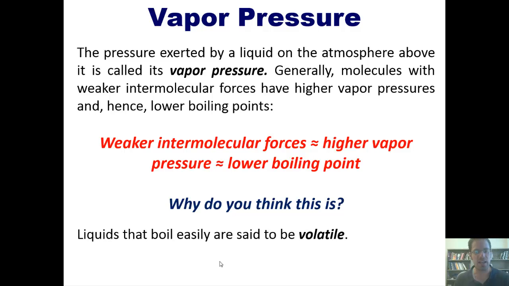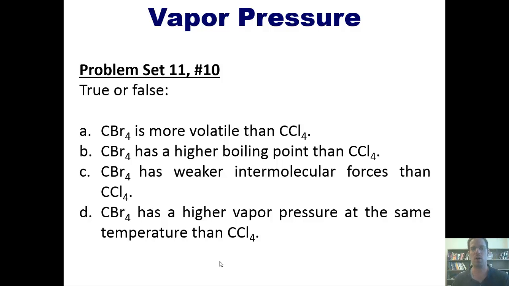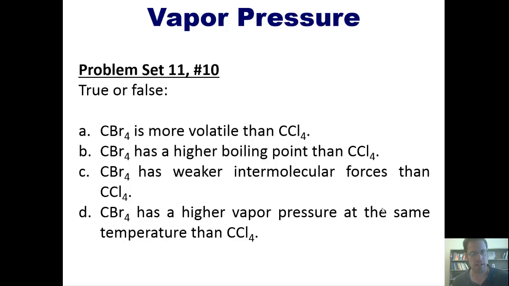One more vocab word. Liquids that boil easily are said to be volatile. So please remember that word, because I'm going to ask you a question now about it. True or false? Carbon tetrabromide is more volatile than carbon tetrachloride. Separately, carbon tetrabromide has a higher boiling point than carbon tetrachloride. Carbon tetrabromide has weaker intermolecular forces than carbon tetrachloride, and carbon tetrabromide has a higher vapor pressure at the same temperature than carbon tetrachloride. At this point, I invite you to pause the video and attempt to do them on your own. You can then hit play, and we'll talk through a couple of these together.